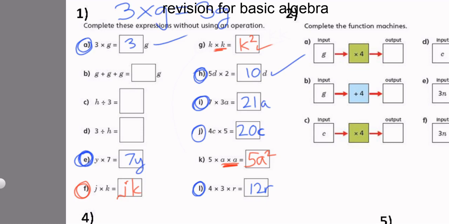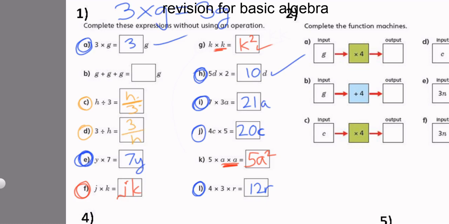Let's do question C. h divided by 3 is the same as h over 3. That's a division symbol, right? Just remember that. That's a division symbol. You can make it look like a fraction. Next one, question D. 3 divided by h is 3 over h.